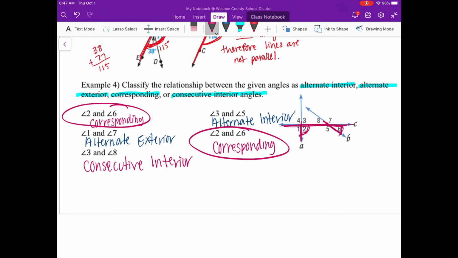And that is that. For your project, you're going to have to apply all of these terms. So again, anytime it's saying alternate, think opposite side of the transversal. Interior is within your parallel lines. Exterior is outside your parallel lines. Corresponding is in the same position. And consecutive means on the same side of your transversal.